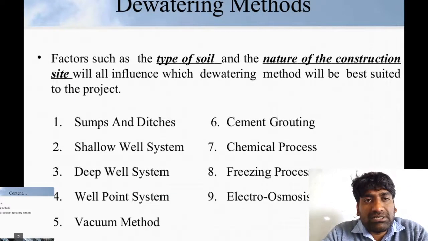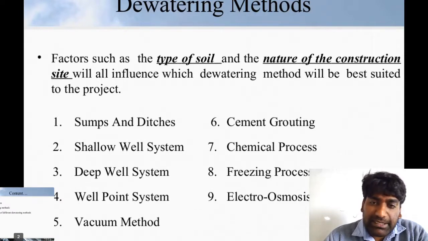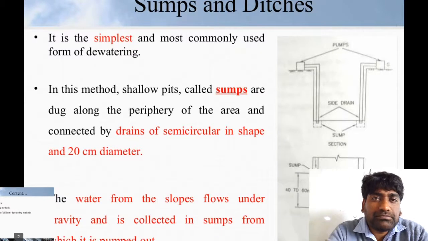Dewatering methods: factors such as type of soil and nature of the construction site will all influence which dewatering method will be best suited to the project. That is, number 1, sump and ditches; number 2, shallow well system; number 3, deep well system; number 4, well point system; number 5, vacuum method, cement grouting, chemical process, freezing process, and electro-osmosis methods.